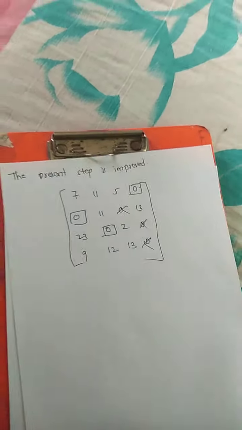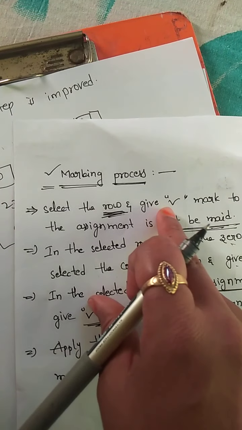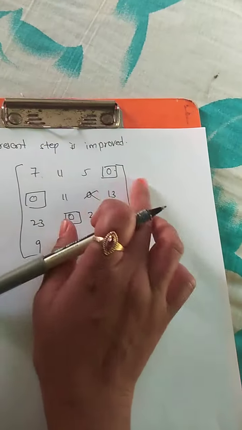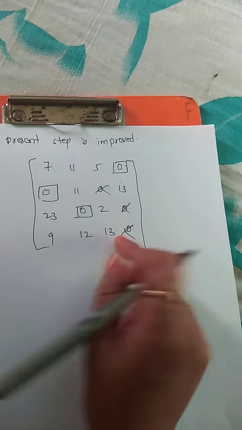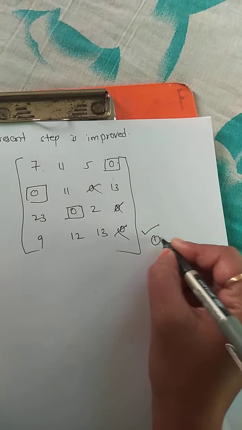So what we have to do is first select the row, and give a tick mark to the row where the assignment is not to be made. In this row, assignment is there, here also assignment is there, here also assignment is there. So we have to tick the row where the assignment is not made. Okay, that is the first step.